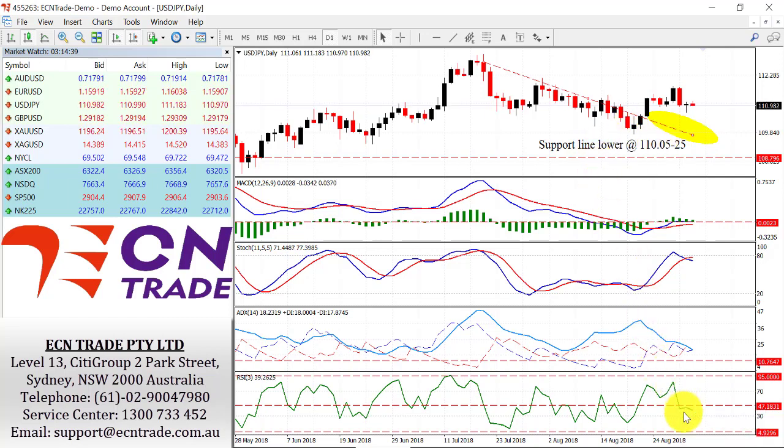As you can see, though, the RSI has broken down along with the stochastic, and the MACD is weakening, so I'm not overly bullish while we consolidate. Immediate target comes in at 110.65, and as I mentioned, to 110.0525. Short-term resistance at 111.40.